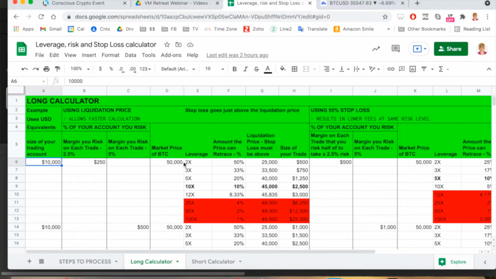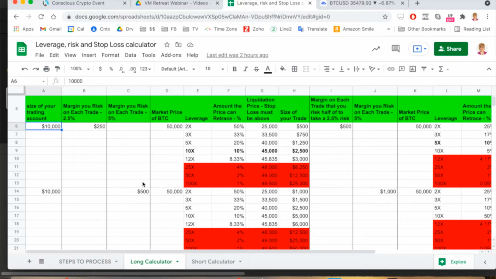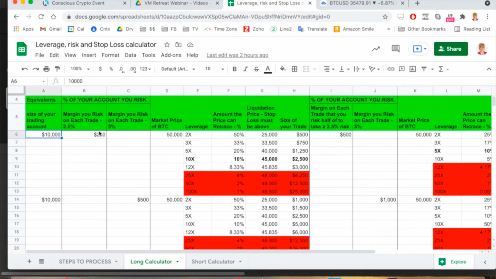Then you're also going to fill in whatever the current market price is for Bitcoin, or if you're using this to calculate on a different cryptocurrency, the current market price of that cryptocurrency. Now you'll see this first set of numbers here are for if you're risking 2.5% of the amount of money you have in your trade account. And this second set of numbers here is if you're risking 5% of the amount of money you have in that trade account. So you'll see this 250 is 2.5% of 10,000. 500 is 5% of 10,000.